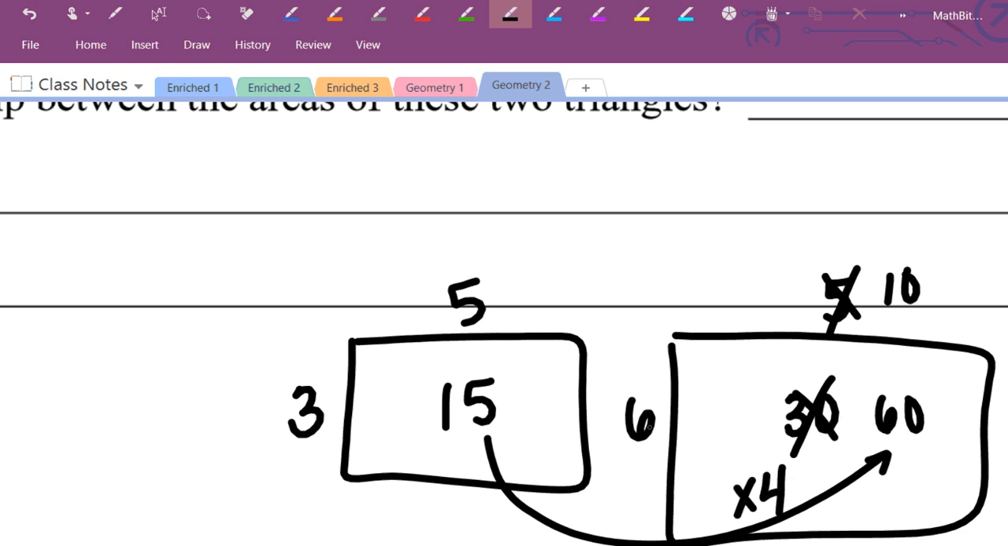And why would it be multiplied by 4? Why by 4 and not by 2? You got to do it to both sides. Yeah. So that's what ends up happening with it.